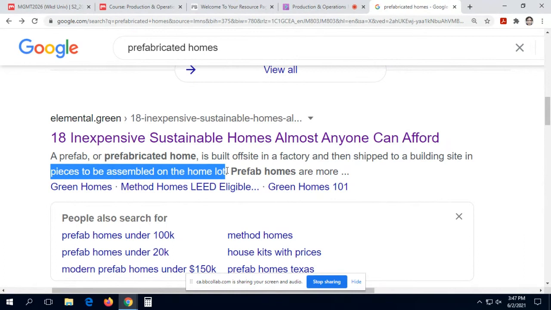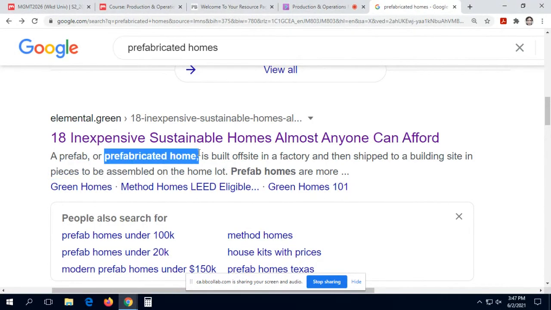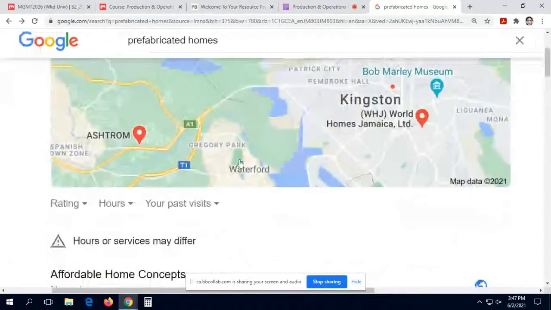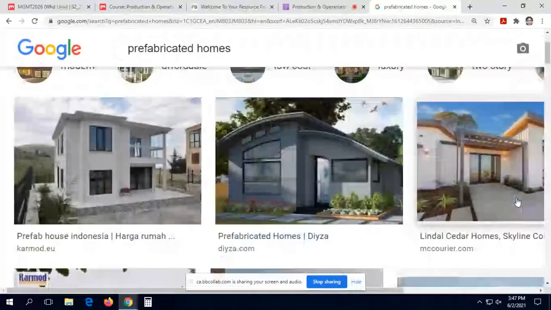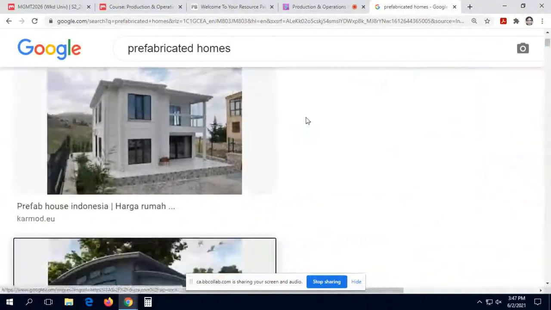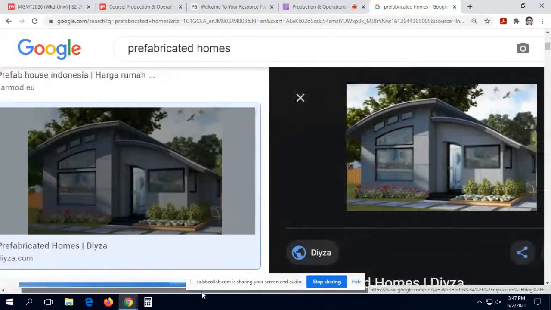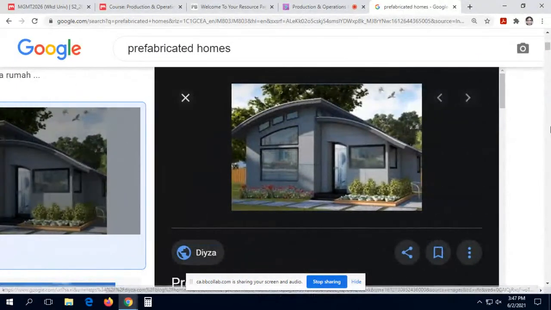It's very interesting. And you can check in Kingston, some apartments are built like this. So they brought in the prefabricated shell, and then they fix it on the site. So the terminology is prefabricated homes. Look at this. This is how it looks. So you see this little home here.